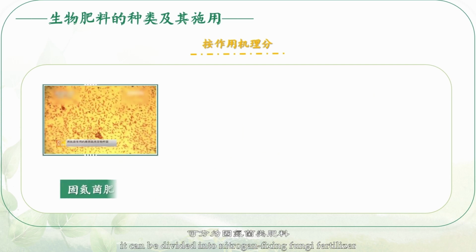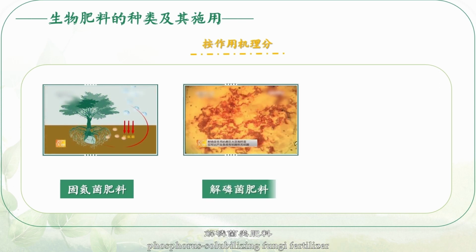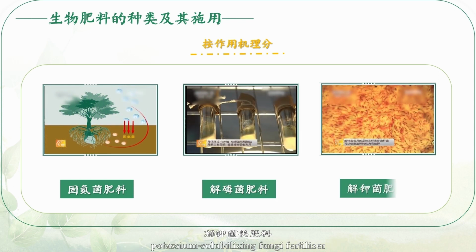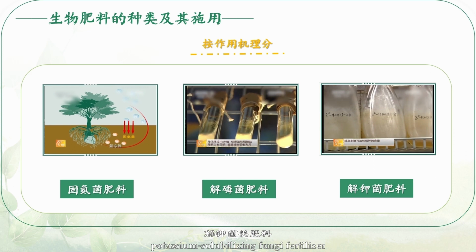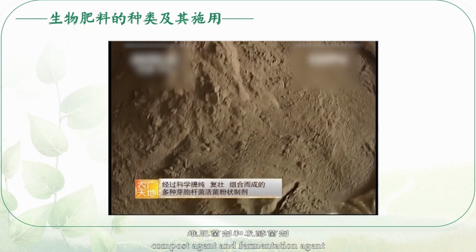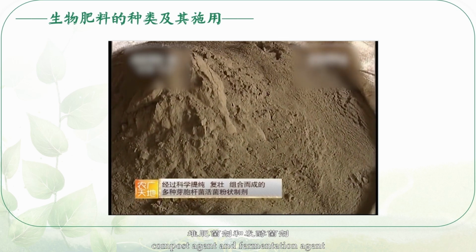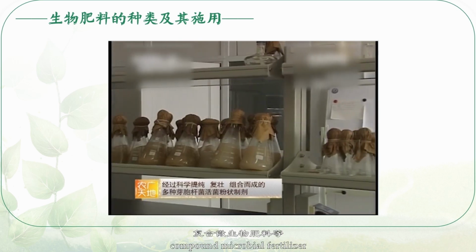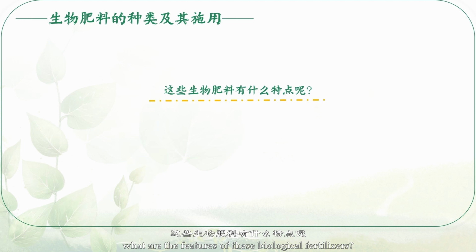It can be divided into nitrogen-fixing fungi fertilizer, phosphorus-solubilizing fungi fertilizer, potassium-solubilizing fungi fertilizer, antibacterial fungi fertilizer, compost agent and fermentation agent, compound microbial fertilizer. What are the features of these biological fertilizers?